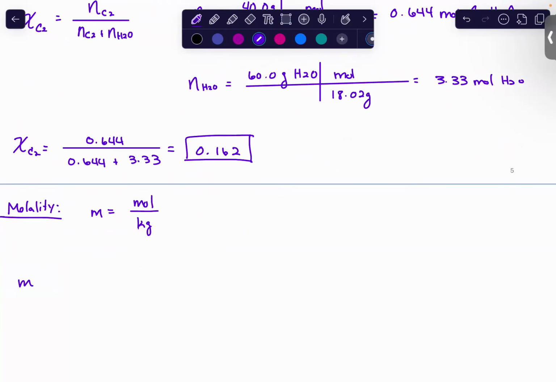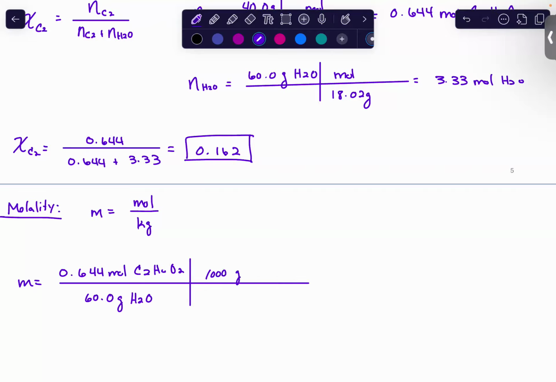So my molality, I'm going to start with my 0.644 moles of ethylene glycol over 60 grams of my solvent, and then I can say of 1,000 grams in a kilogram, that's going to give me 10.7 moles per kilogram.